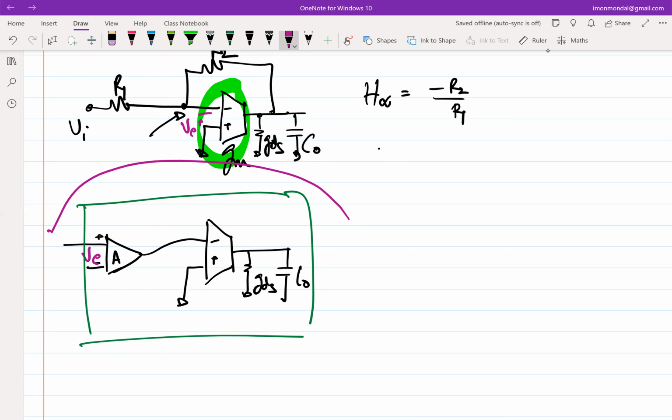If I am able to do this, what is the effective GM that I am getting? It will be multiplied by A. GM is the short circuit current gain with respect to input change. So if I short this output and apply an incremental VE here, the output will be A times GM times VE, which means the effective GM has gone up by a factor of A.